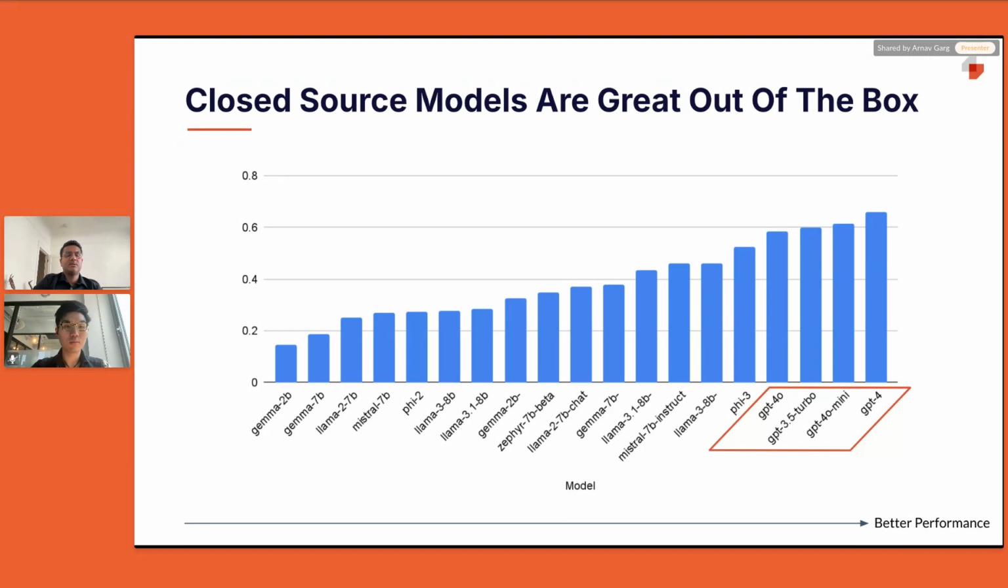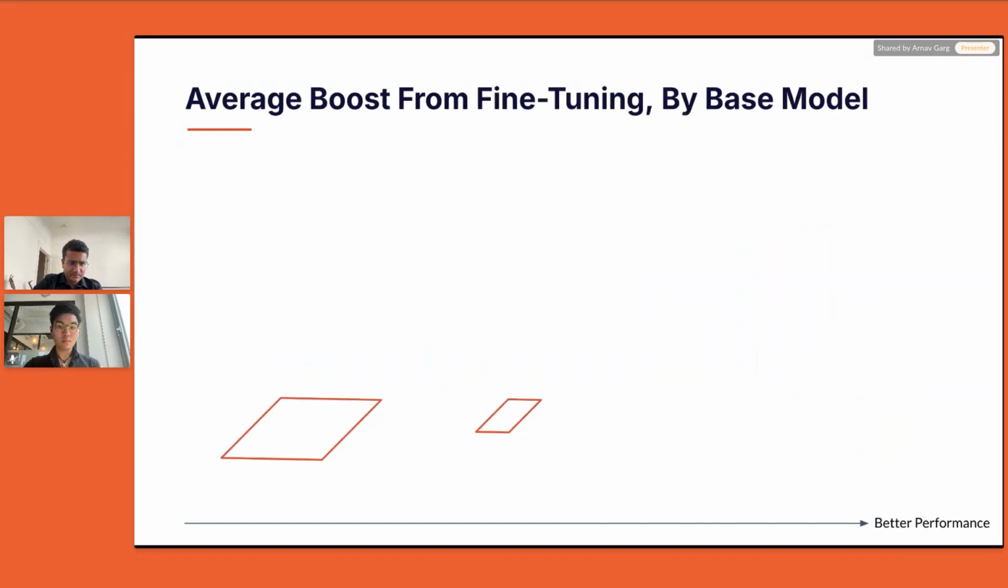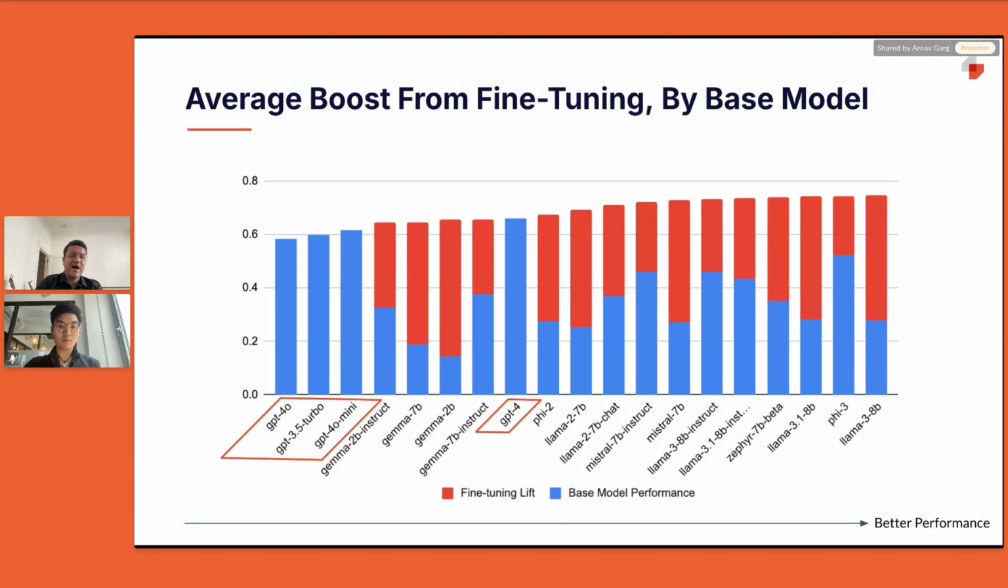However, the story that's less known to most is that things change when you start fine-tuning these open source models. This chart shows the average performance of open source models after fine-tuning. The blue bars are the base model performance numbers from the previous slide, while the red bars are the average lift in performance post fine-tuning, over those same 30 tasks. The models here are ranked from worst to best, and we see that all fine-tuned models are better than GPT-4 for the most part.